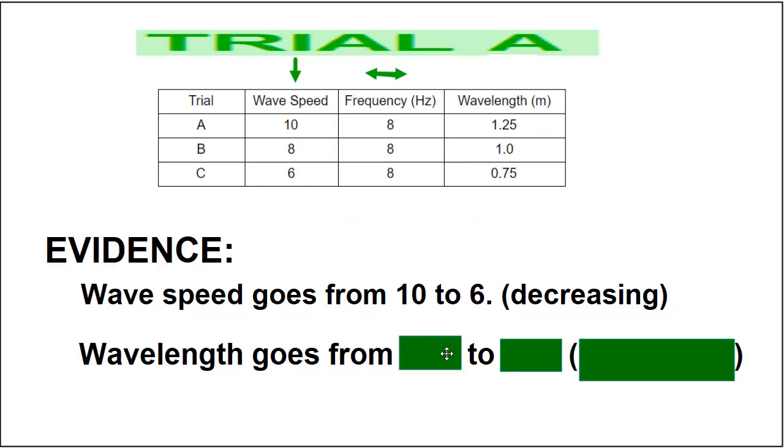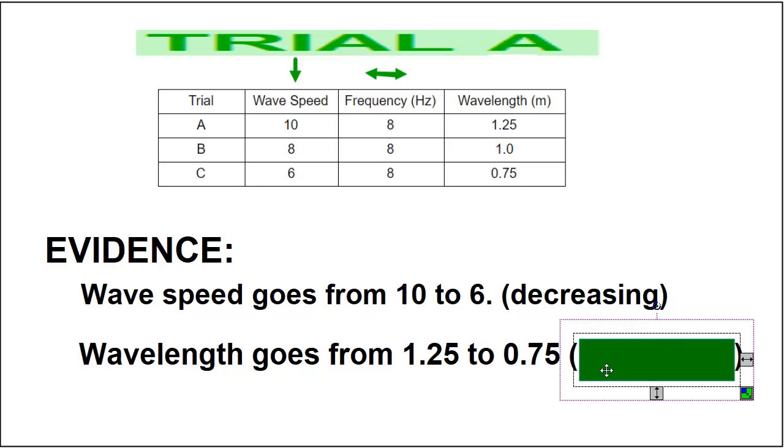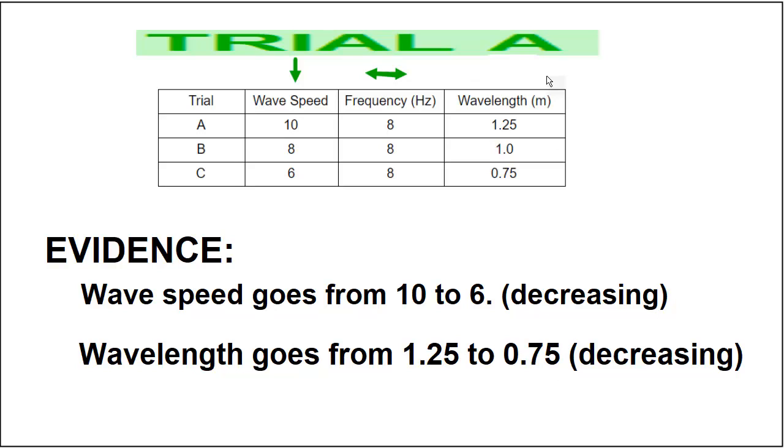All right, wavelength now. Wavelength goes from what to what? 1.25 to 0.75. Is that increasing or decreasing? Decreasing. They're getting smaller, so that's going down. So the evidence is first. You got the evidence filled out. You look at the numbers just to describe what they're doing. Okay, now we can think about the because part.